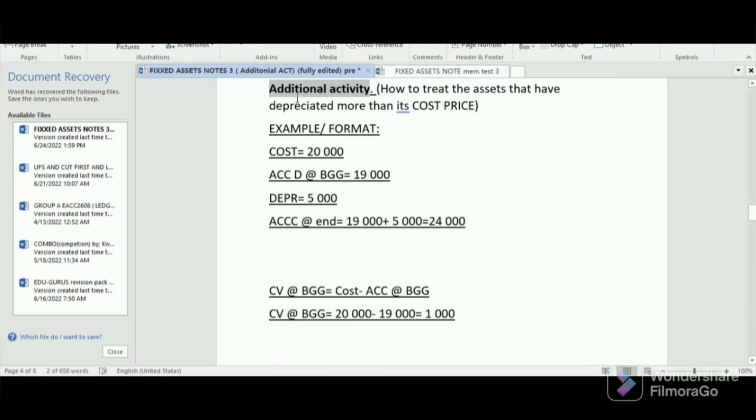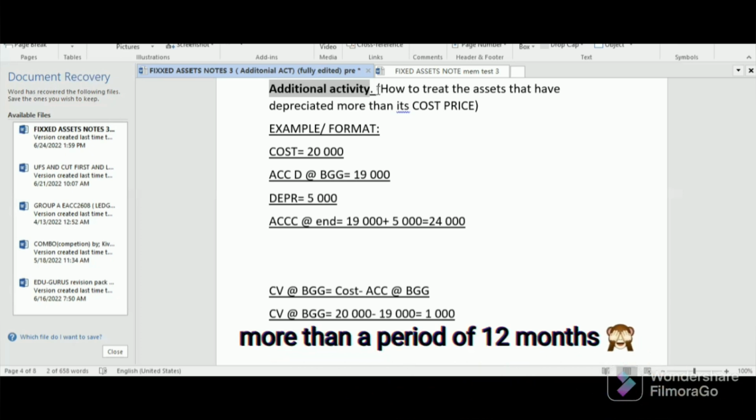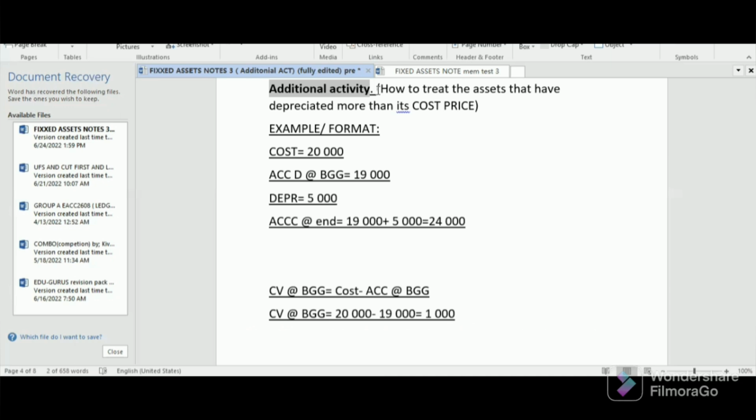In today's additional activity, guys, I've tested the one rent rule. Remember what I said to you earlier, when I was supposed to apply the one rent rule? Remember, we are not talking about long-term assets, we're talking about assets that can operate for a period of more than 12 months. That's what you call non-current assets or long-term assets.